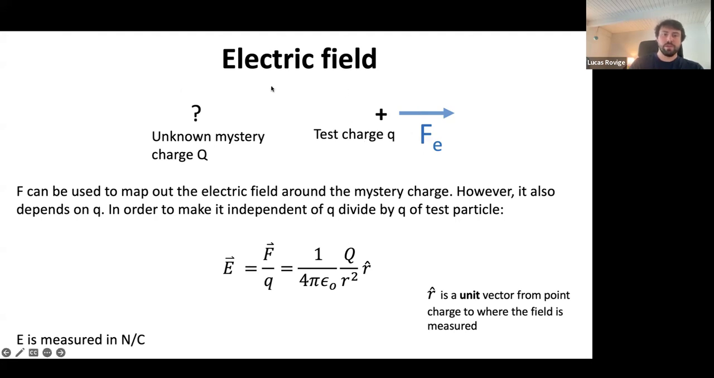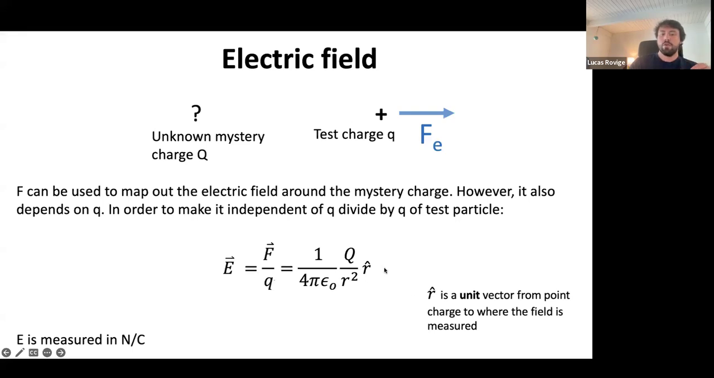And if you move this test charge everywhere around this mystery charge, you can map out the electric field, because we define the electric field as the force that a test charge would experience divided by q, the charge of the test charge. And so we have the electric field E = 1 divided by 4 pi epsilon 0 multiplied by Q, the mystery charge, over the square of the radius.